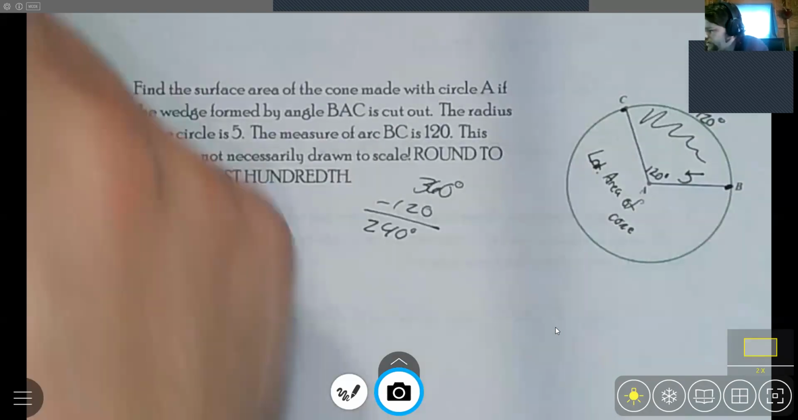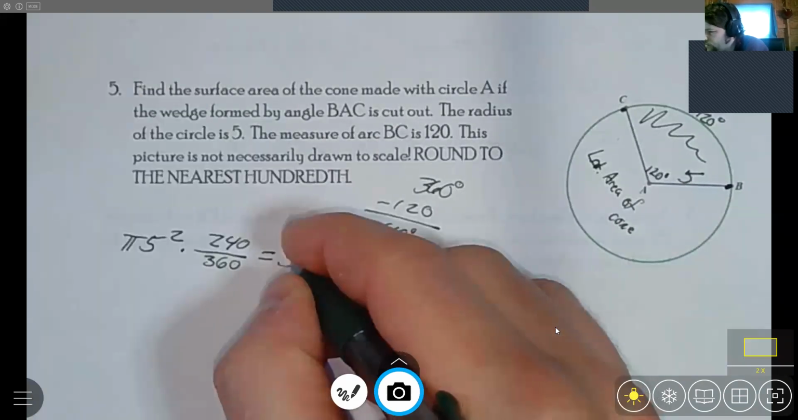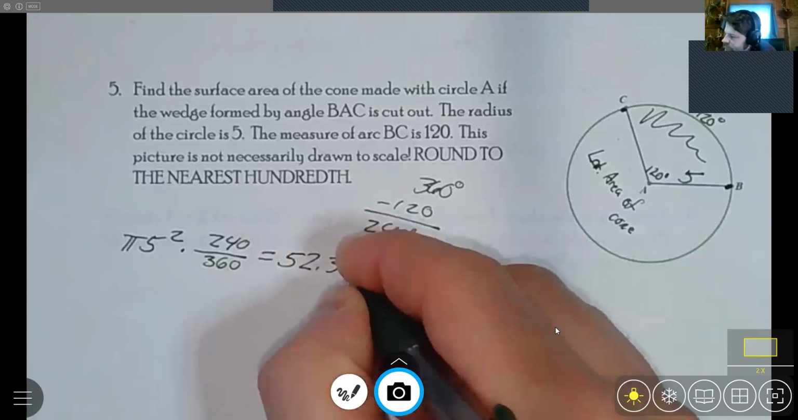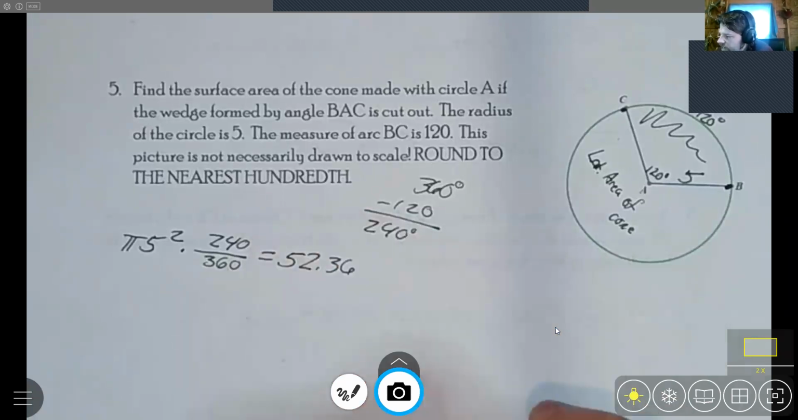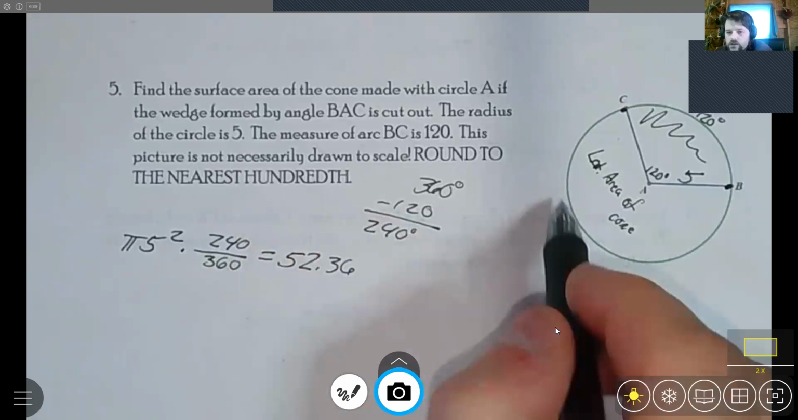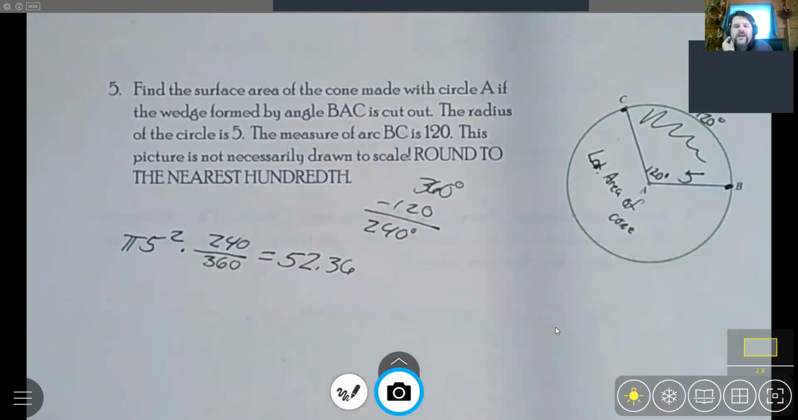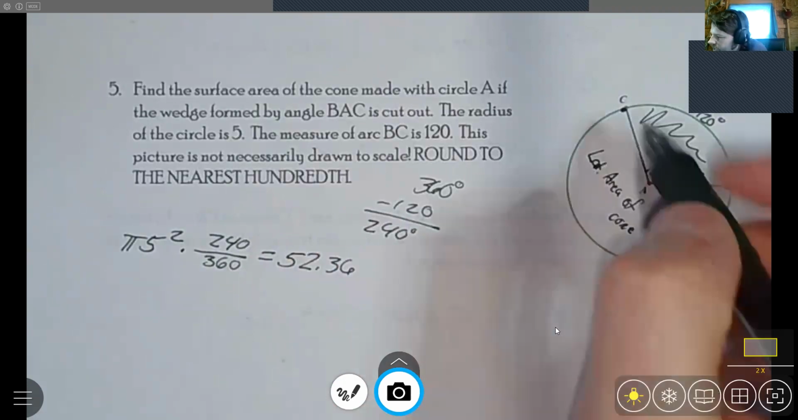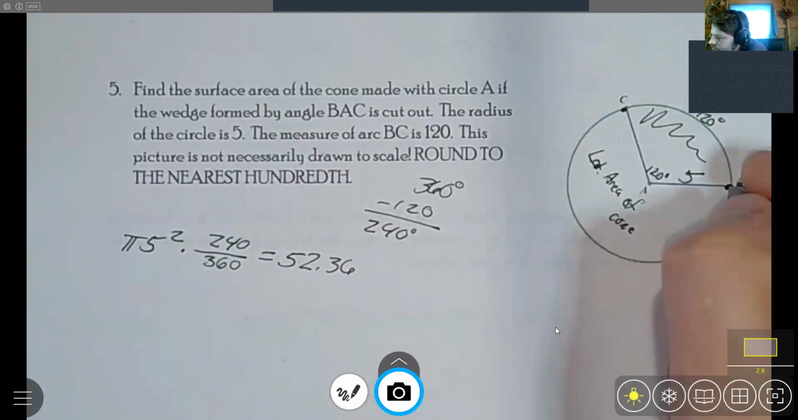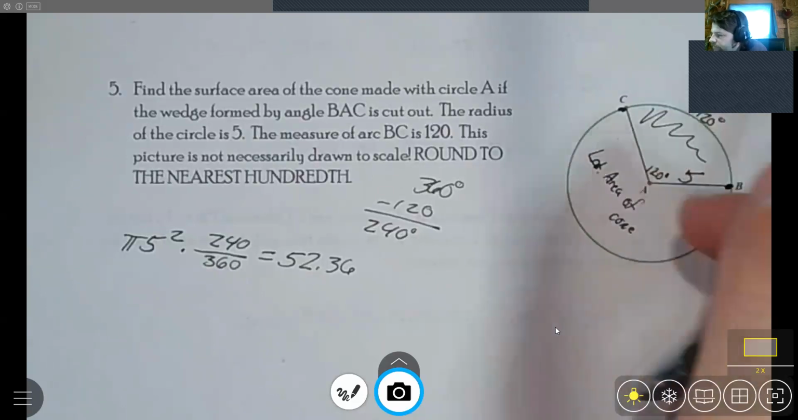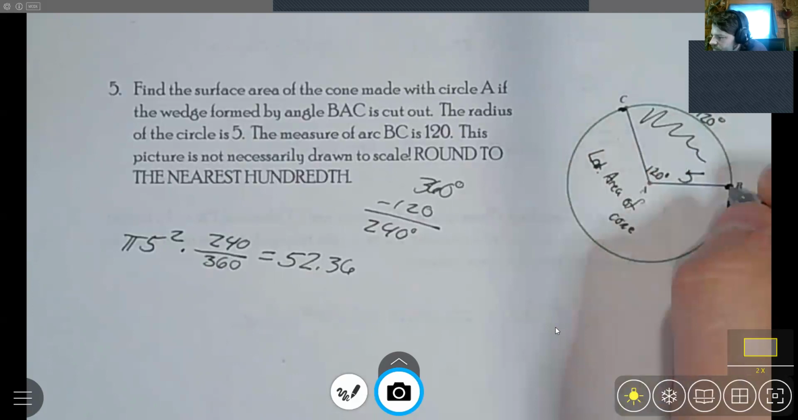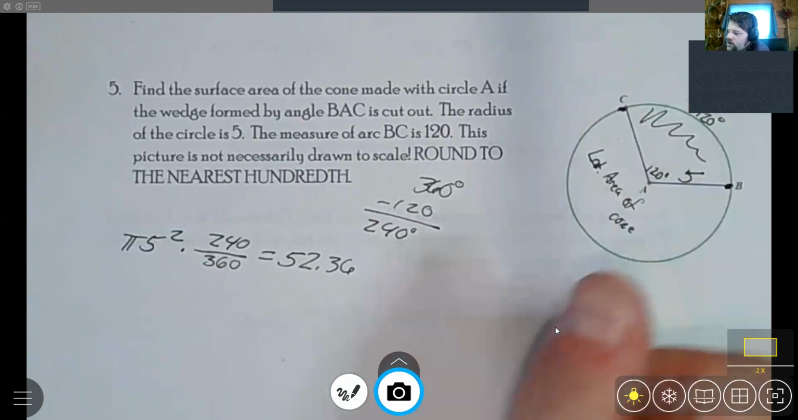So my lateral area is about 52.36. And then I need the area of the base. Looking at connecting B and C together to form my cone, the distance from B to C when they're connected is actually going to be the circumference of the base of the cone.